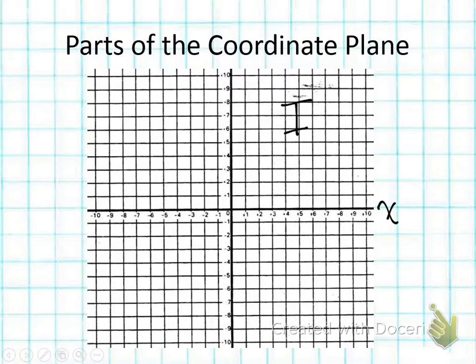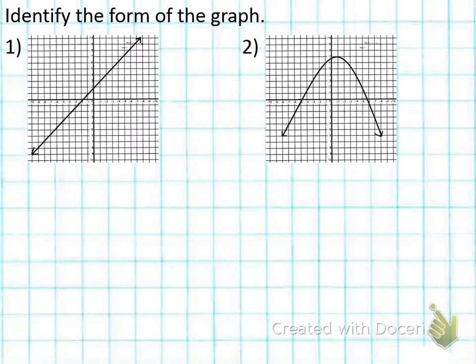What quadrant is this one? What quadrant is this one? And what quadrant is this one? Okay, good. So you have the 4 quadrants. So that's just a review. Okay, watch me do numbers 1 and 2.